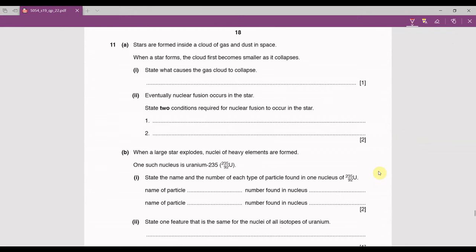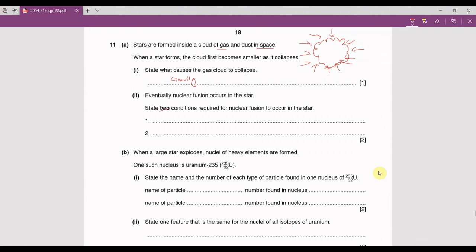Stars are formed inside a cloud of gas and dust in space. When stars are formed, the cloud first becomes smaller as it collapses. So why is the cloud becoming smaller and smaller? Well, because the cloud is made up of lots of particles of hydrogen and space dust. There is lots of mass, and due to lots of mass, all of it is getting attracted towards the center of the cloud. Whenever we have a lot of mass, the mass is just going to attract each other. So this causes the cloud to collapse. So the main reason here is gravity. The force of gravity is basically causing the cloud to collapse.